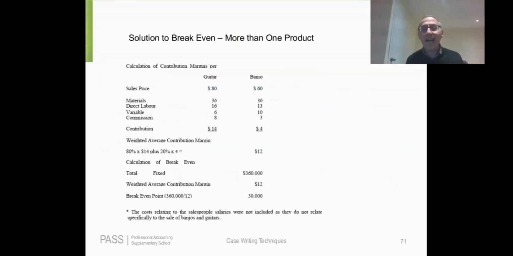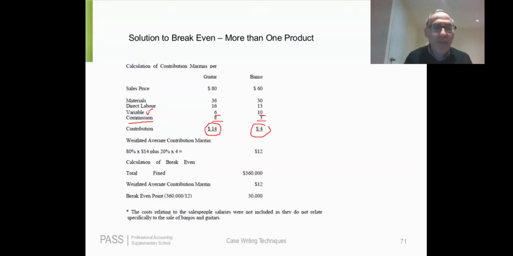So let's take a look now at how we would figure out our break even. The first thing we would do is calculate the contribution margin for each of the 2 products, and that's pretty straightforward. The materials and direct labor were variable, so we're subtracting the cost. Then we also subtract the variable overhead, which was $6 for guitar, $10 for banjo. We also subtract the variable selling cost, in this case the commissions. The commission was 10% for guitars, 10% of 80 is $8, 5% for banjos, 5% of 60 is $3, and we come down to a contribution margin of $14 for the guitar, $4 for the banjo.